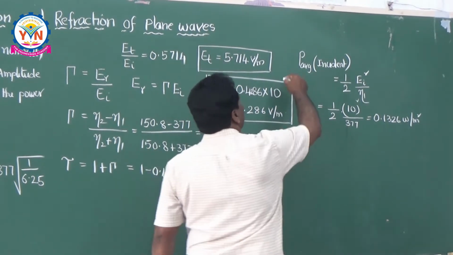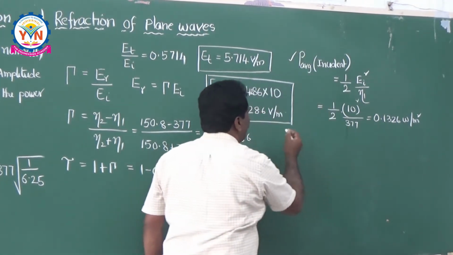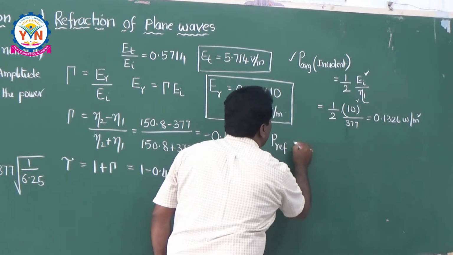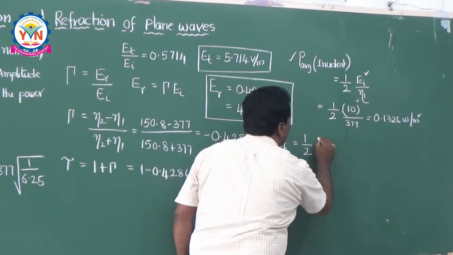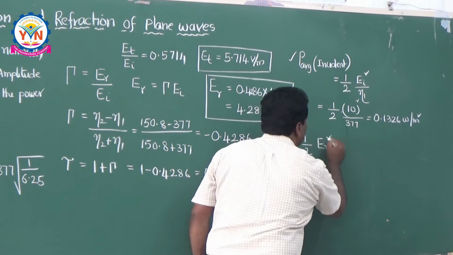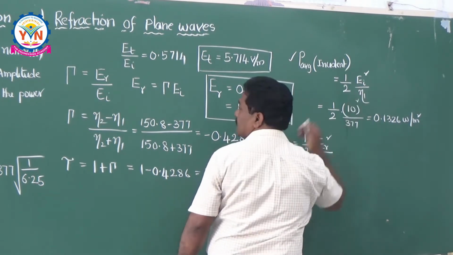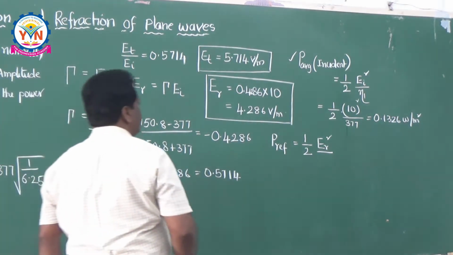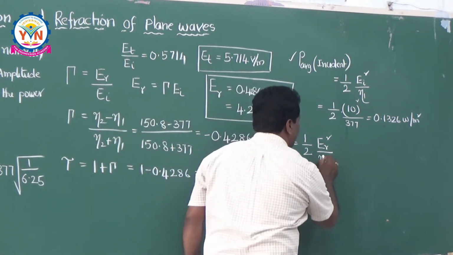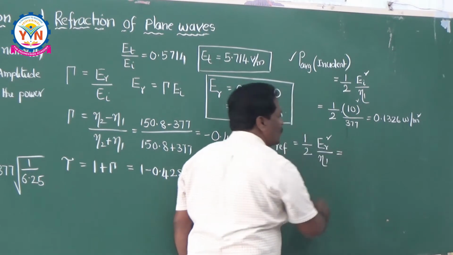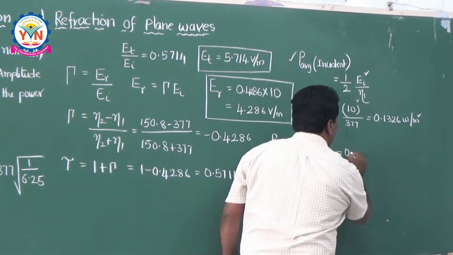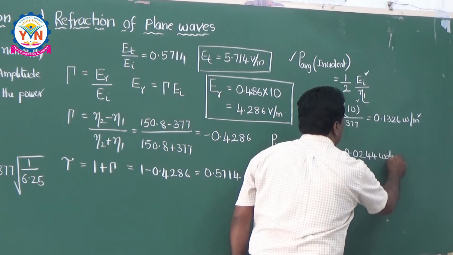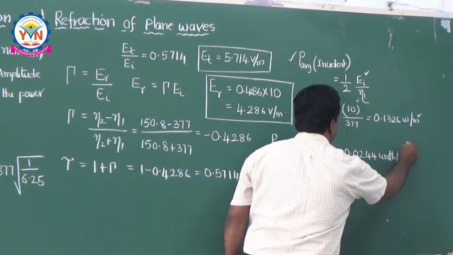This is for the incident power. For the reflected power, P reflected is equal to half into ER square divided by eta 1, because the reflected power is also in the same medium, as it reflects from medium 2 to medium 1. If you substitute, it will be equal to 0.0244 watts per meter square. This is the reflected power.